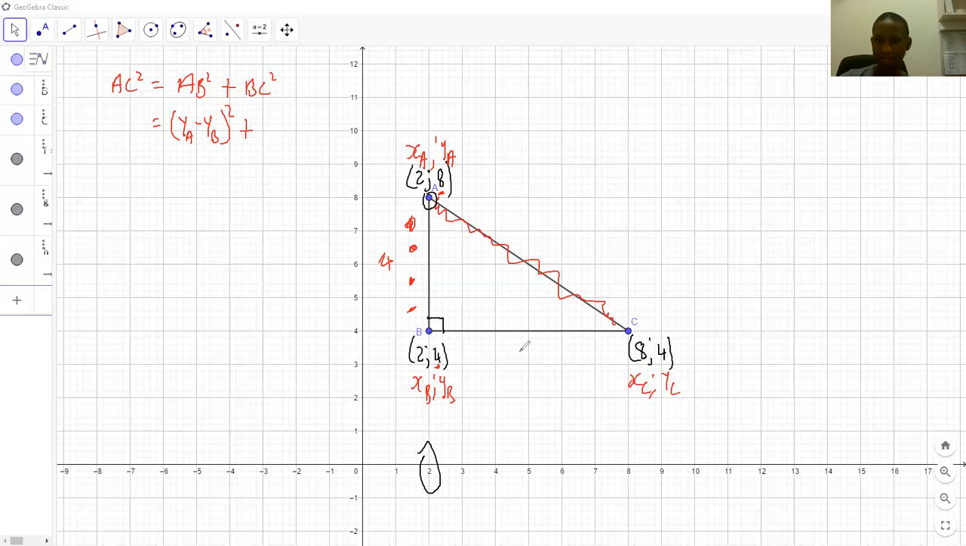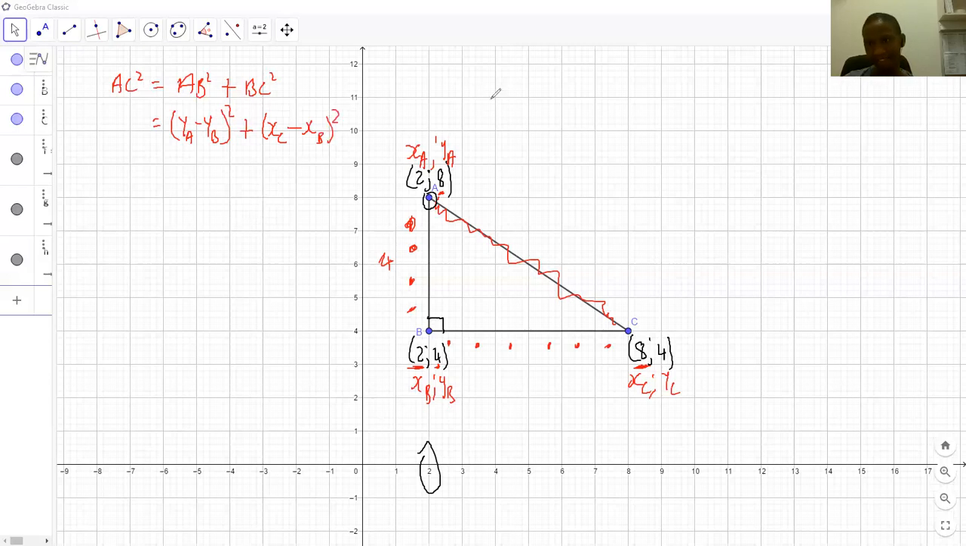Plus, what about BC? Let's count. 1, 2, 3, 4, 5, 6. So 6. How do we get that 6? Well, it is the x coordinate at C minus the x coordinate at B. In other words, we said 8 minus 2. So I'm going to write, for us to get that 6, we said 8 minus 2, but 8 is the x coordinate at C, and 2 is the x coordinate at B, all squared.